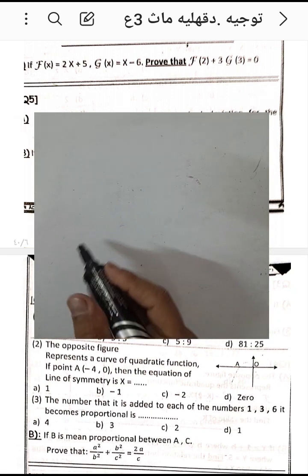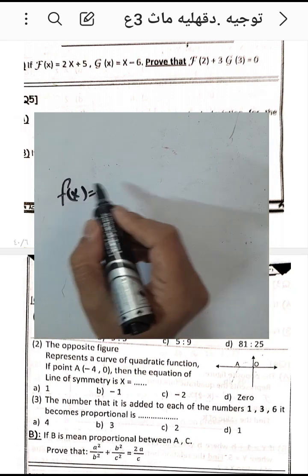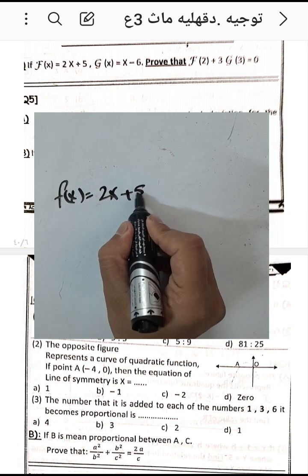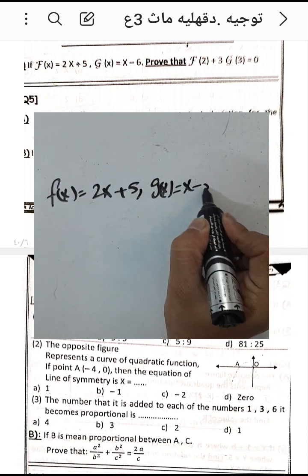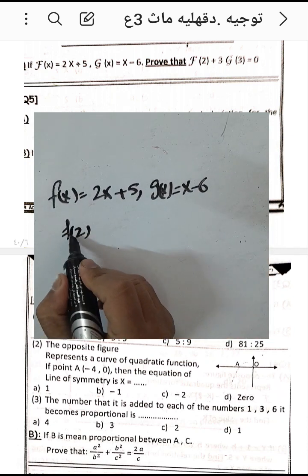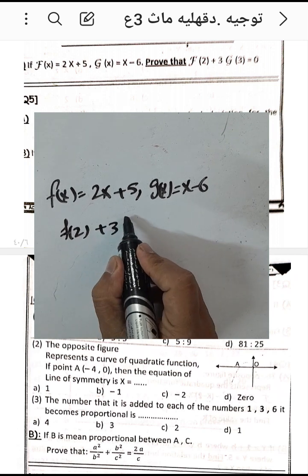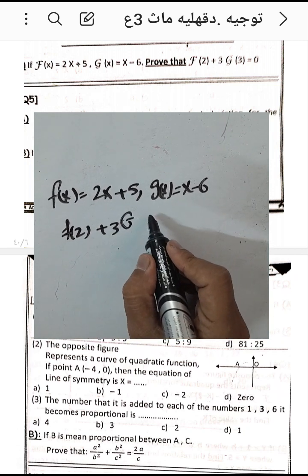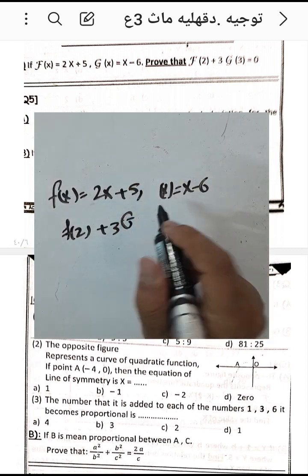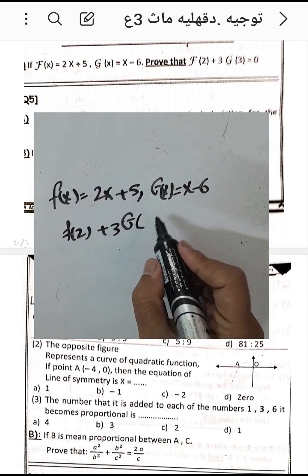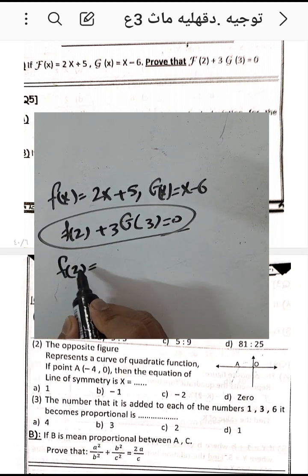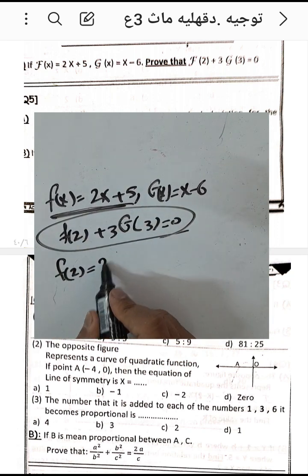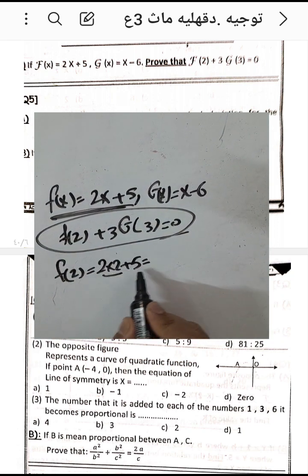Next question. If f of x equal 2x plus 5 and g of x equal x minus 6, prove that f of 2 plus 3 g of 3 equals 0. We can prove that by finding f of 2. This function f of x, put x equal 2 here, the result will be 2 times 2 plus 5. 2 times 2 is 4, 4 plus 5, it will be 9.